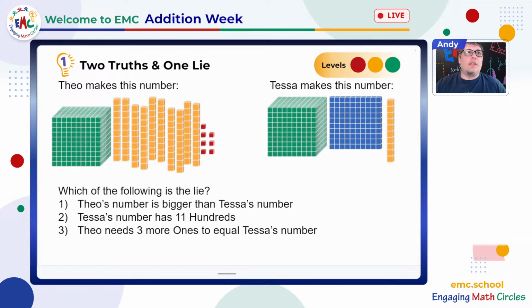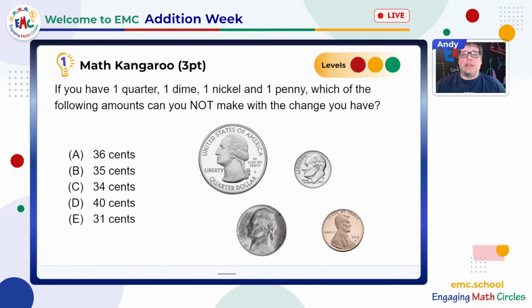We're going to jump into another challenging problem here in our problem solving section for grades 2, 3, 4. If you have a quarter, a dime, a nickel, and a penny, one of each. Which of the following amounts can you not make with the change you have? Okay, we have a quarter, a dime, a nickel, and a penny.